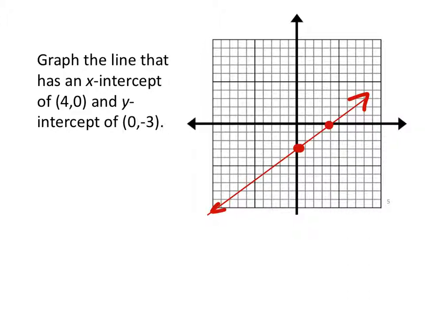Now in the future, they're not going to give us the intercepts. They're going to give us the equation, and then we'll find the 2 intercepts and then graph the line going through those 2 points.